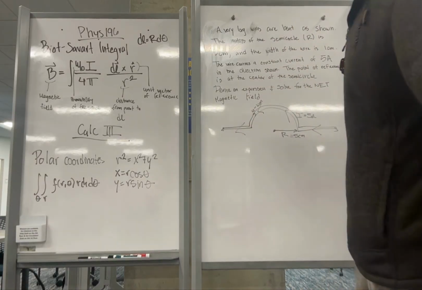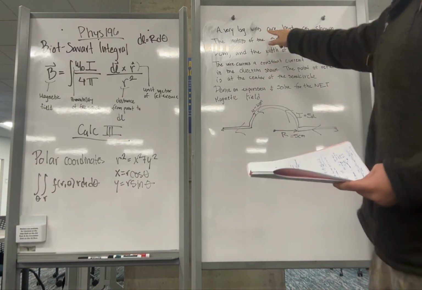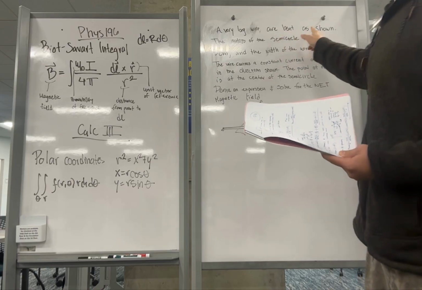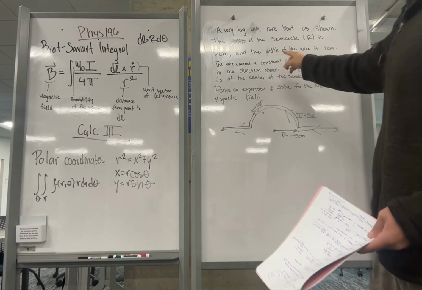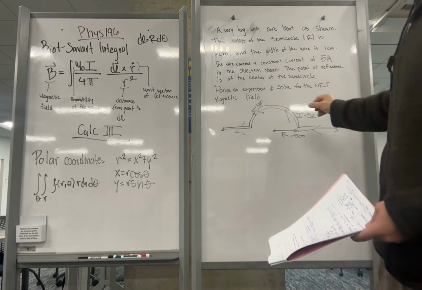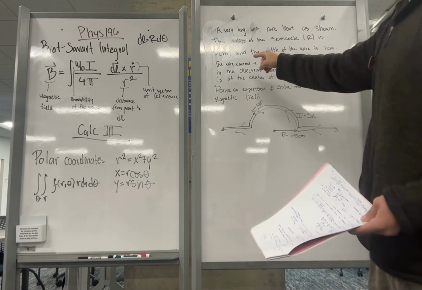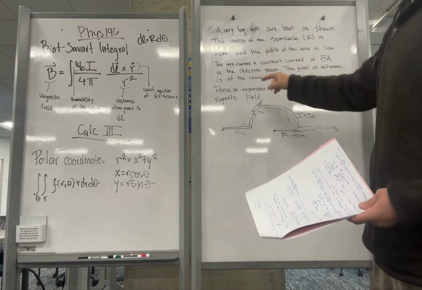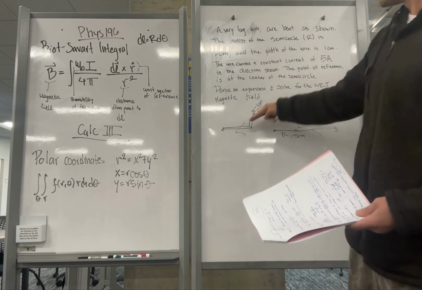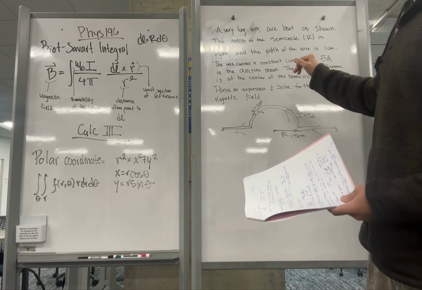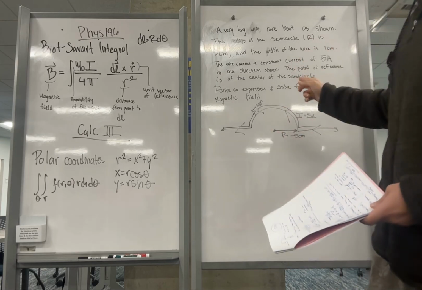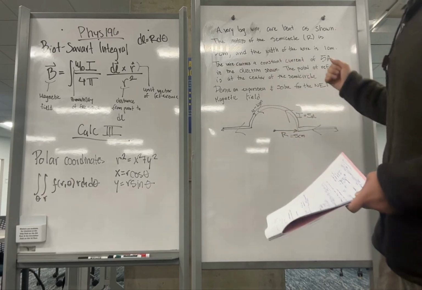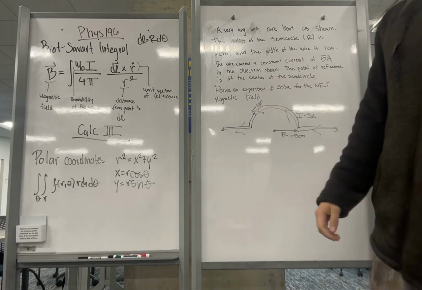So the problem here is a very long wire. A very long wire is bent as shown. The radius of the semicircle r is 5 centimeters, and the width of the wire is 1 centimeter. So this width of the wire carries a constant current of 5 amps, in the direction shown, so it's going this way. And the point of reference is at the center of the semicircle. So we have to derive an expression for the magnetic field and also solve for the net magnetic field.